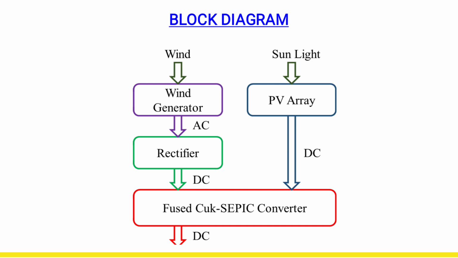This is the block diagram of CUK SEPIC hybrid converter. We can see that in this we can use different energy sources like wind, sunlight, etc. In this we use wind and solar energy. This wind energy is converted into alternating current by using a wind generator. The output of wind generator is AC, so a rectifier is used to convert AC to DC. Similarly, the solar energy is converted to DC by using PV array. These both outputs are given to the fused CUK SEPIC converter. It provides uninterrupted DC supply.